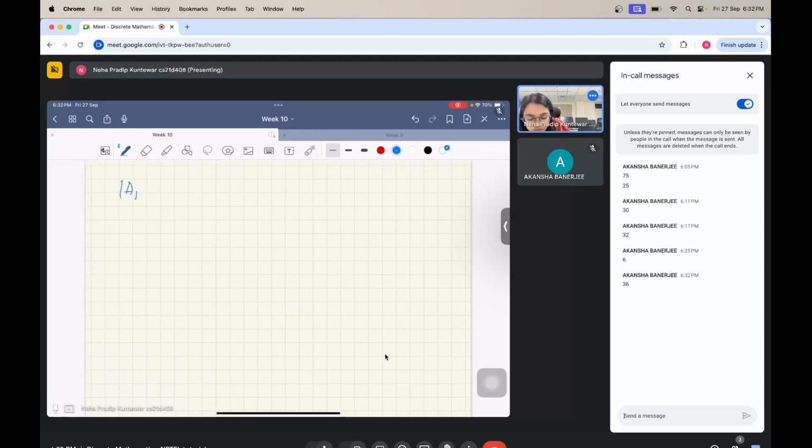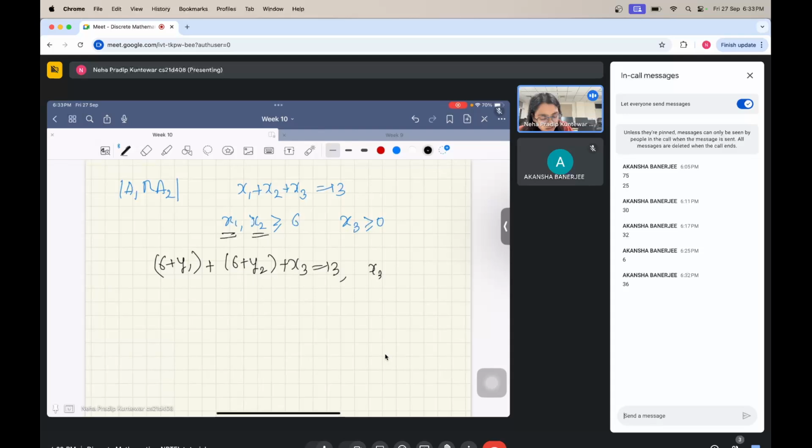the event where two elements are banned. That is, you want to find the number of solutions for this where x1 is at least 6 and x2 is at least 6 and x3 is non-zero. So now again we can do the same thing that we did earlier. Since x1 is at least 6, you can write this as 6 plus y1, and since x2 is at least 6, you can write this as 6 plus y2 plus x3 equals 13, where x1, x3, y1, y2, these are all at least 0.